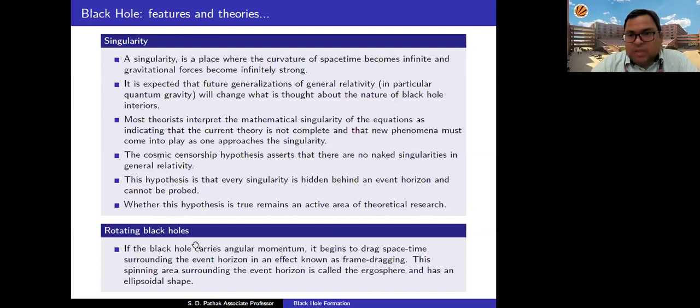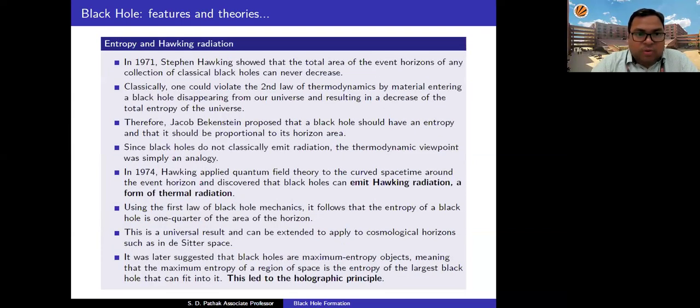And rotating black holes: some physicists, cosmologists and astrophysicists suggest that black holes should rotate. If the black hole rotates, then it has some angular momentum, and due to the angular momentum, there is a drag of space-time near the event horizon. This effect is called frame dragging. Remember this effect. Frame dragging means the rotation of the black hole, and due to the rotation there will be some drag of space-time near the event horizon, right? This spinning area around the event horizon is called the ergosphere, and it becomes ellipsoidal in shape. This is because of the rotation incorporated in the black hole theory.